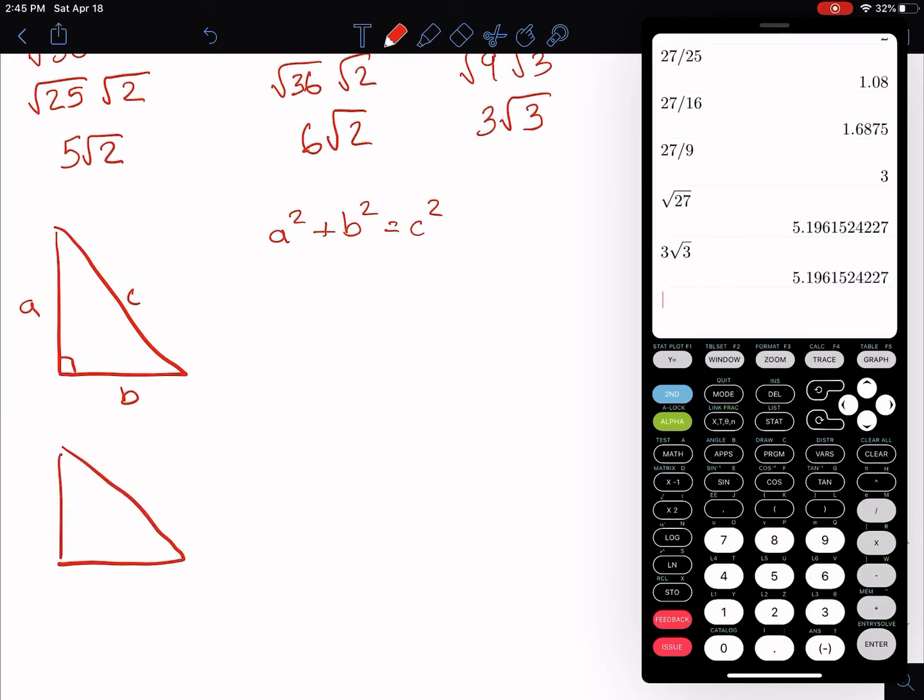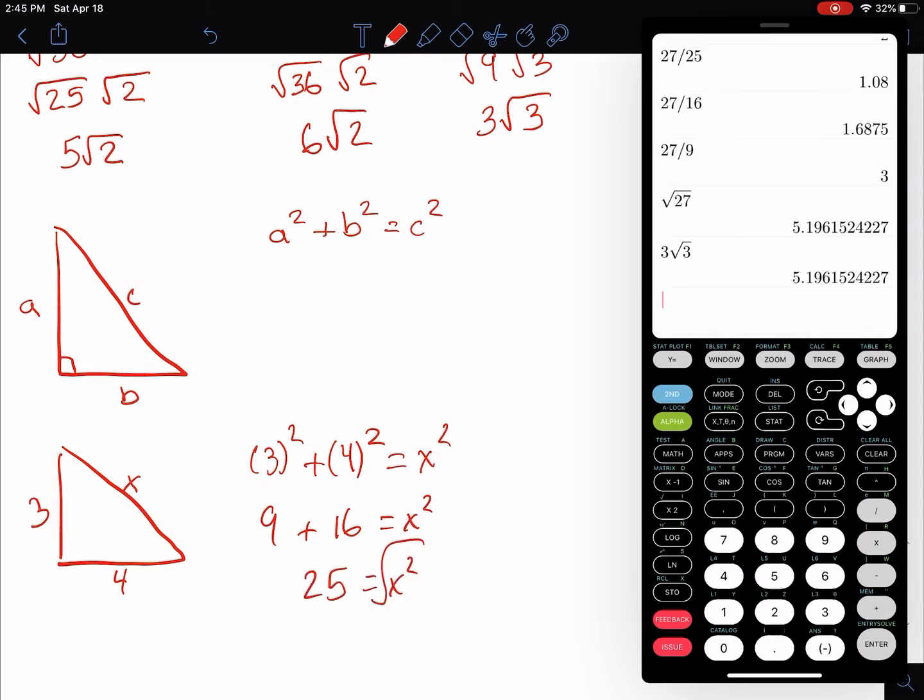So what we're going to be doing here is looking at a problem, for example, like 3 and 4, and we're missing the hypotenuse. So that would allow us to do 3 squared plus 4 squared equals x squared. I'm jumping ahead of myself here. Look at that, I'm giving you the answer. So 3 squared is 9 plus 4 squared is 16 equals x squared. 9 plus 16 is 25. And I can take the square root and I'm going to get 5 equals x. And that's my answer, right?